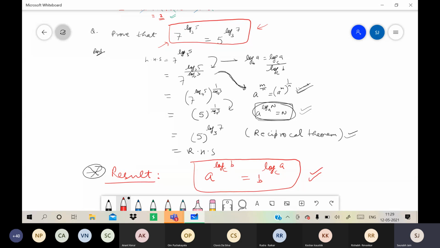But if you want to prove this for any other number, if you want to prove this result for any 3 numbers, this will always come true because this is a formula or result. A to the power log b base c equals b to the power log a base c. Now conditions, you remember, log should be defined, so b positive, c positive, like that you have to remember whenever log is defined.